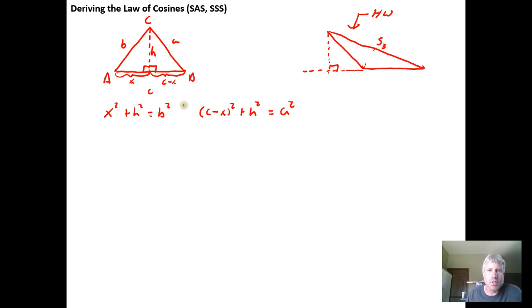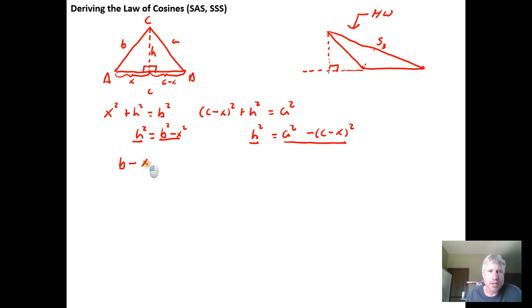And each of these can be solved for h squared. So I can subtract x squared from both sides here. b squared minus x squared equals h squared. And here I get h squared equals a squared, and then I subtract this piece off of both sides, c minus x quantity squared. And now I have them both equal to the same height squared, which means I can set this equal to this by the transitive property of equality.